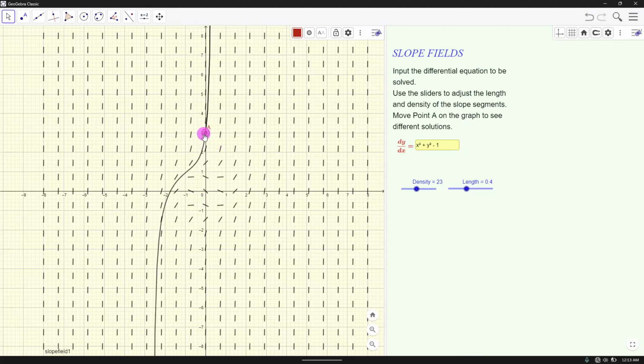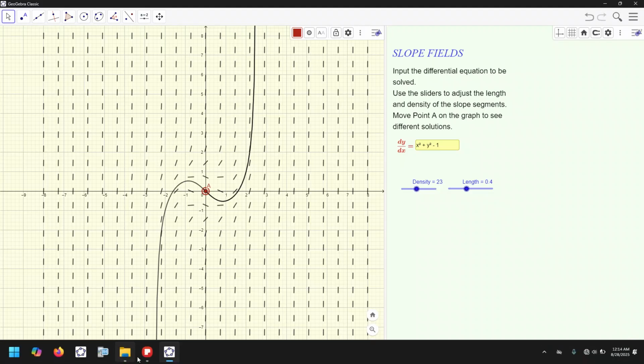Again, I'm just going to drag this point so you can see the different solutions we get for different initial conditions. A function that increases, then decreases, and then increases again. A function that is only increasing. Do I have anything just decreasing? Maybe not, I don't think there's any purely decreasing function. Let's go back to the notes and do some calculations and then relate them to this slope field calculator.